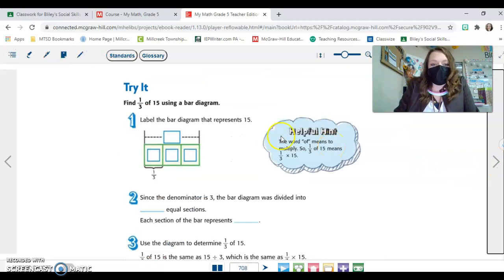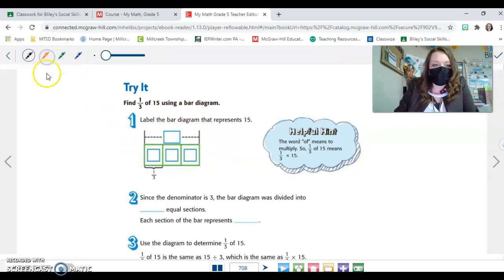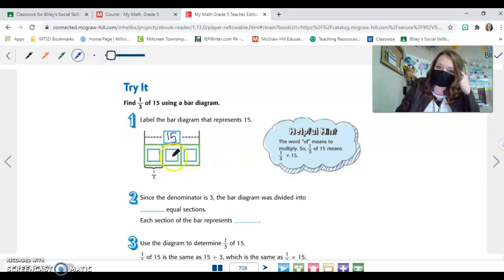Let's look at example 2, or try it. It says find 1/3 of 15, use a bar diagram. Okay, so our whole number is going to represent the total amount. So we're going to write 15 up top. And we're putting it into 3 sections, 1, 2, 3. Now in my mind, I need to think 15 divided by 3 is 5. So each section is going to represent 5.